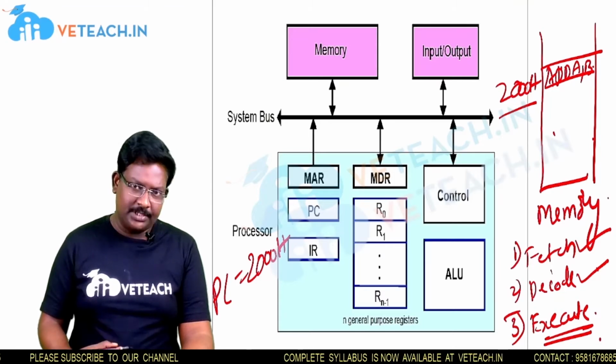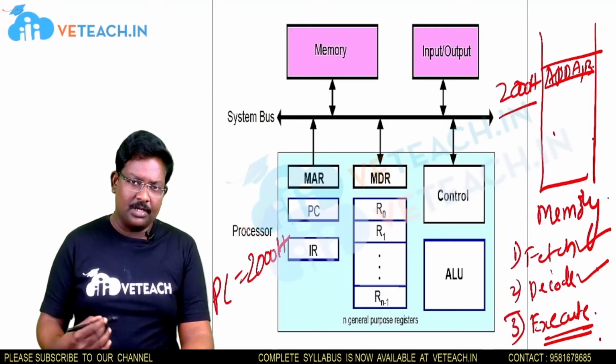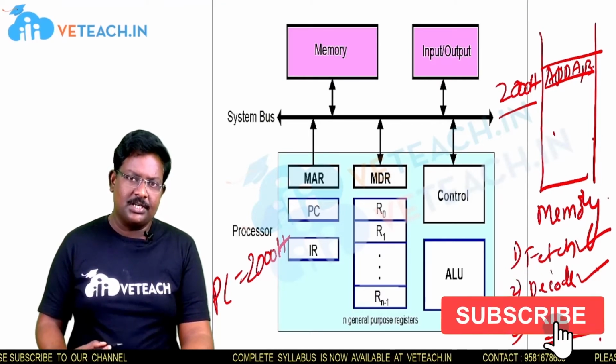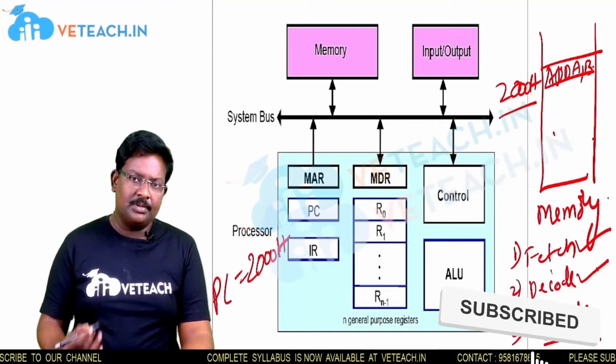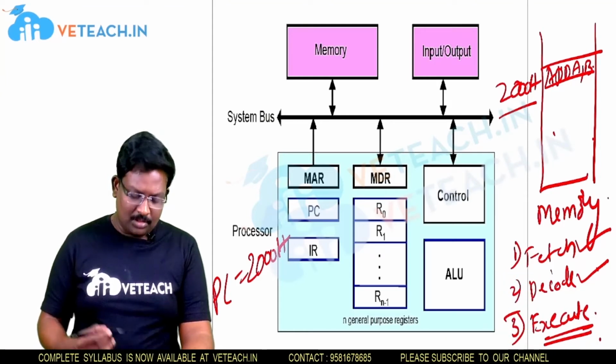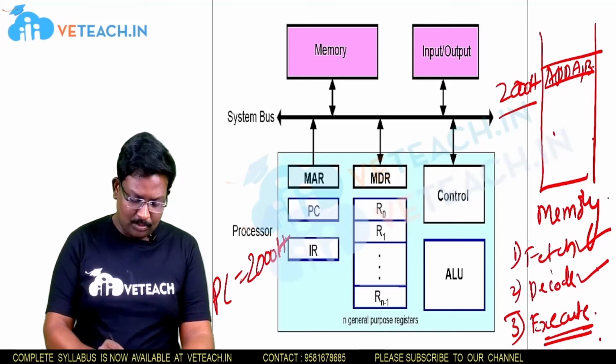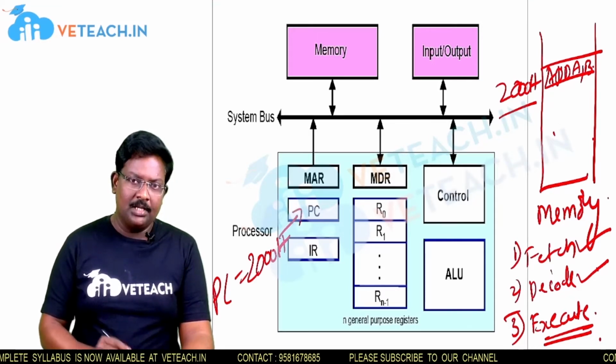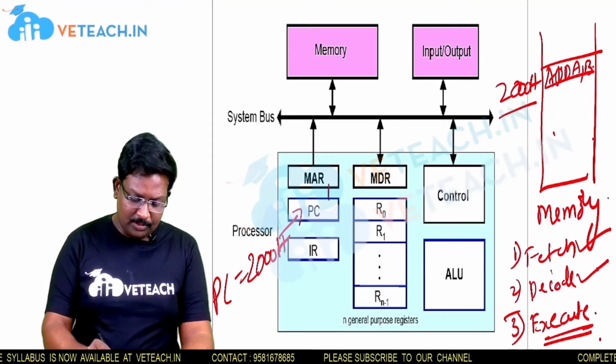Why we are placing the 2000H value into the PC: the PC will always hold the next instruction address to be executed. Whatever instruction we are going to execute, that instruction address will be placed in the PC. So it is called the program counter register.